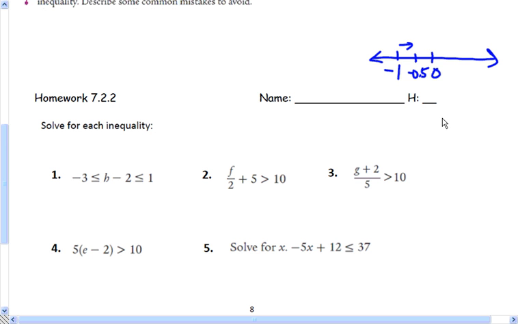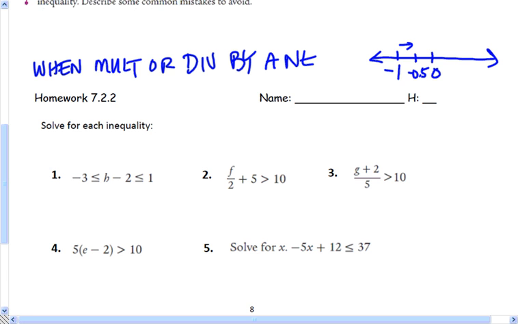So let's put a note right here above our homework. When multiplying or dividing by a negative, reverse the inequality symbol.